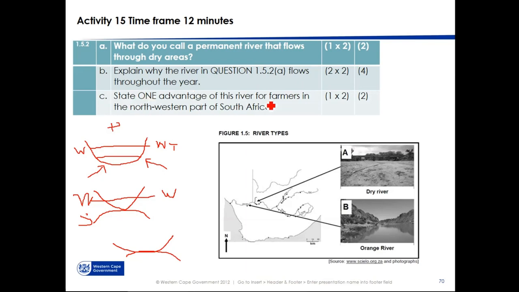And then we said to you, one advantage of this river for South African farmers in the Northwest is that it has now become a permanent river and it's controlled. So all the farmers over here, or any institution that depends on the Orange River, now have water for all their activities, whether it's farming, or putting up a lodge and developing that as a holiday resort. So the Orange River has become more economically viable to South Africans because we can now control the water. Okay. Right, so now let's see.